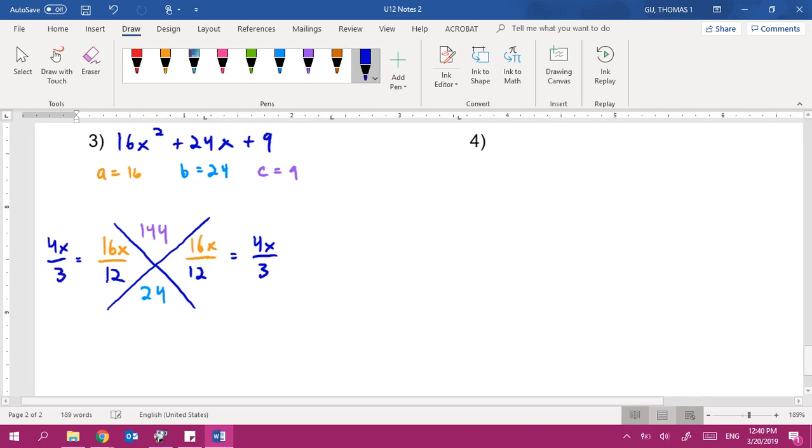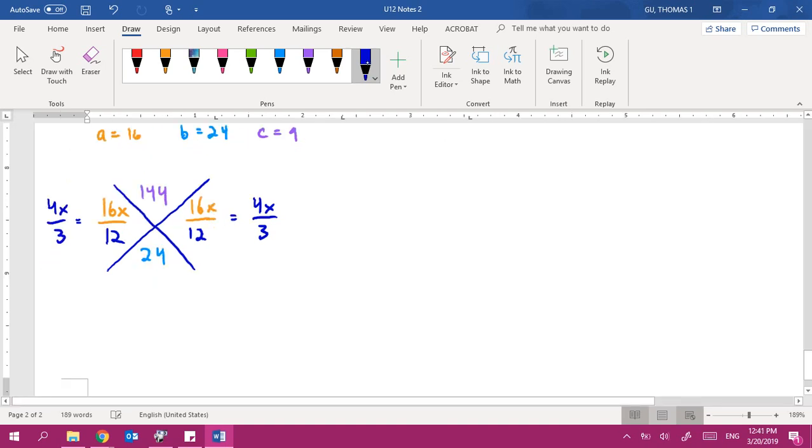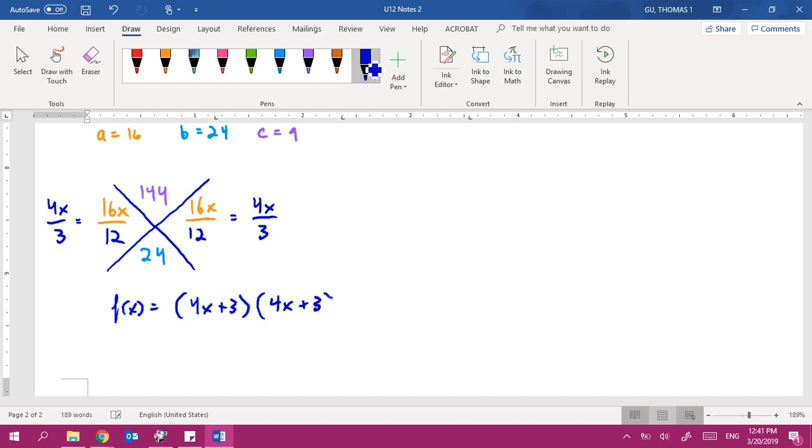And so what's my factored form? f of x equals parentheses 4x plus 3 times 4x plus 3. Right, now how can I condense this? I'm gonna have 4x plus 3 squared. Right, 4x plus 3 squared like this. 4x plus 3 quantity squared. And there you go. So remember, you can condense them, right?